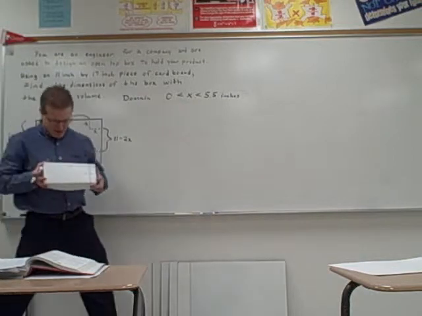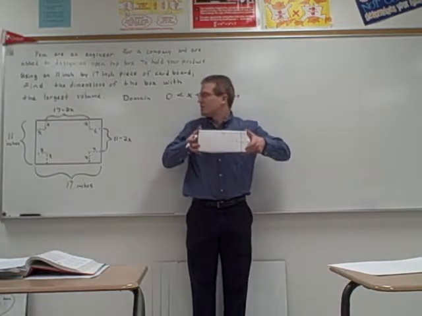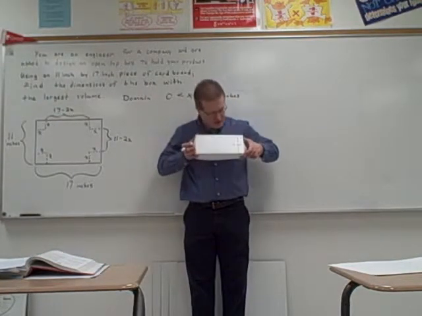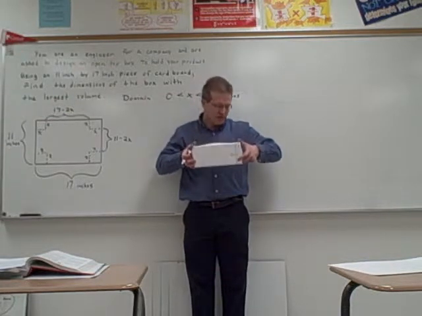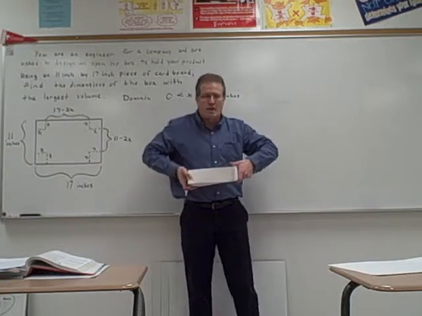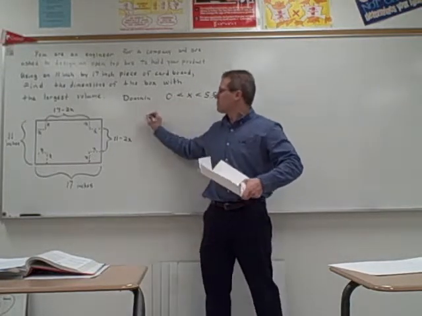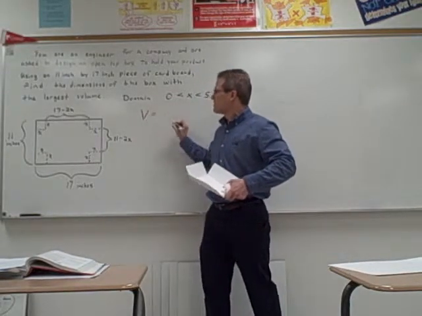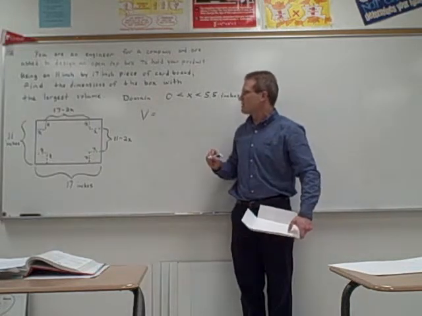We end up with this box right here. One dimension is 17 minus 2x. The other dimension is 11 minus 2x. And we have a height of x. Okay? Now we're trying to maximize the volume of the box. That's your job. Find the largest volume. Make a box the largest volume possible.